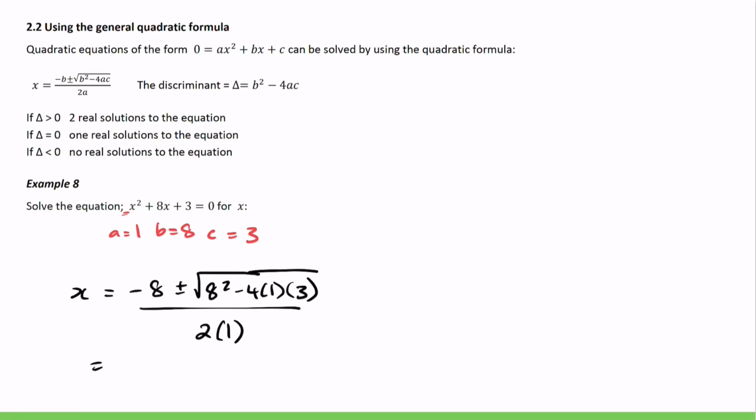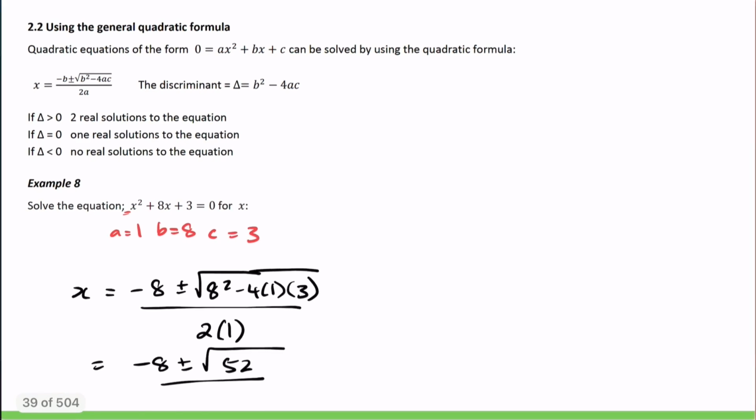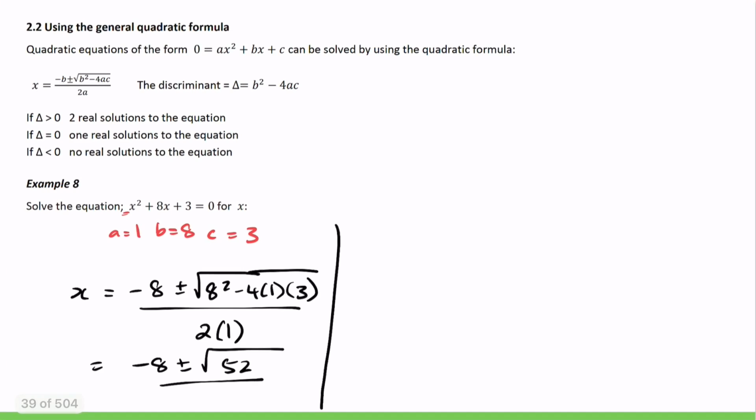And from there, it's just a matter of simplification. So inside, 8 squared is 64, minus 4 times 3, which is 12, that'll be 52 on 2. What we can then do is simplify that surd, root 52. That's the same as root 4 times 13, and then when I take the 4 out, it will become a 2. So that's 2 root 13 on 2, and then we can see that both the 8 and 2 have a factor of 2, so I can cancel those out.